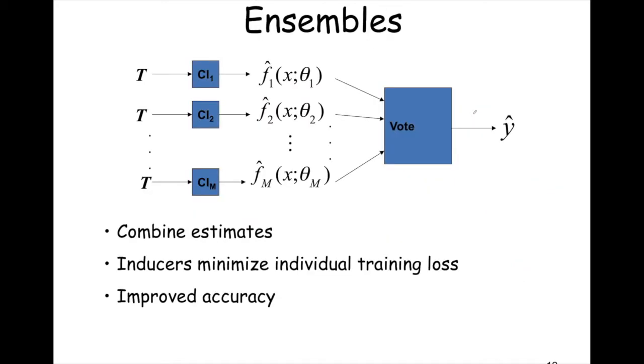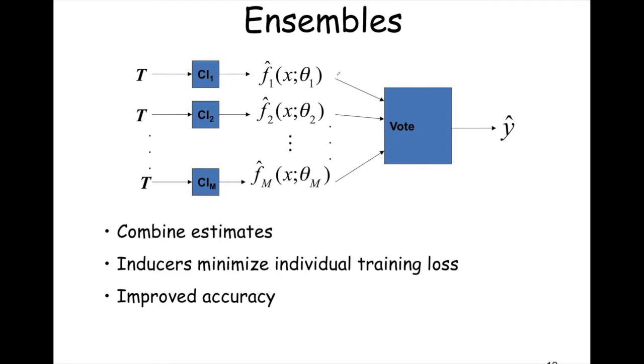One of the ways we can address this is with so-called ensembles. An ensemble is a set of classifiers. We input the data set, so we have classifier inducers 1 through m. So we have m of these classifiers we're going to build from the data set. We're going to estimate final best hypotheses f1 hat through fm hat, parameterized by feature vectors theta 1 through theta m.